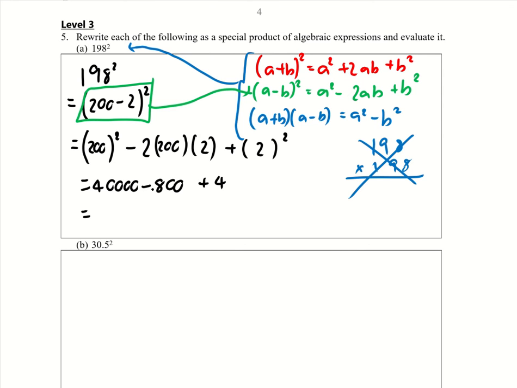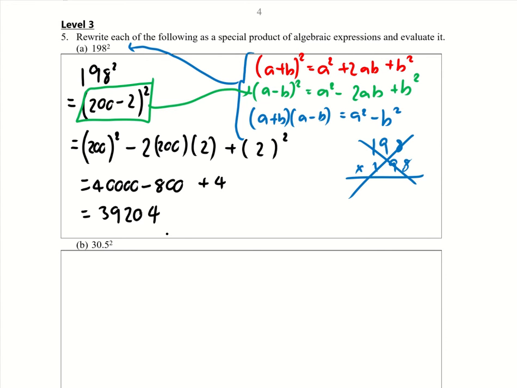So 40,000 minus 800 will get me 39,200, plus 4 is 39,204. Look, it's so easy to do this without even doing the long method itself. You can actually do this mentally.